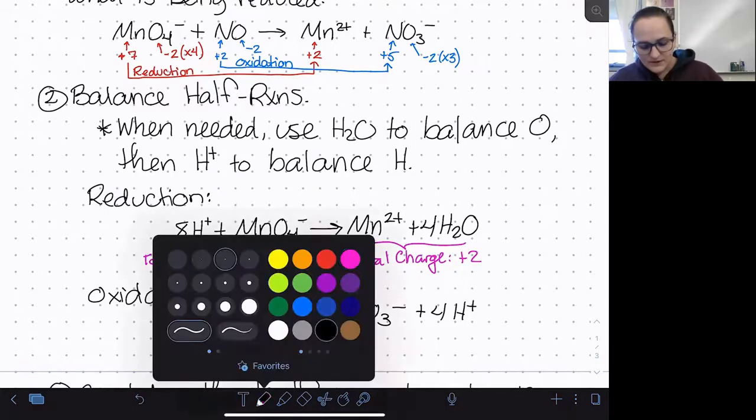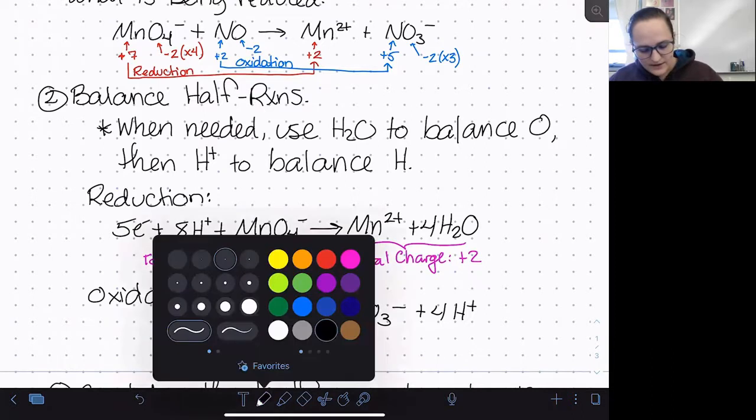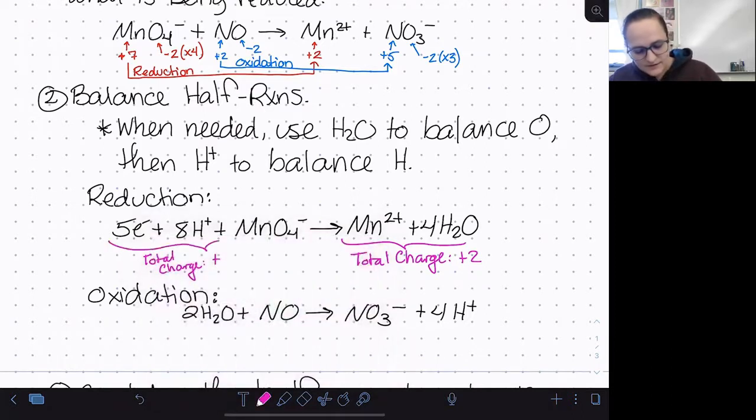That means that we need to add 5 electrons, 5 negative charges, in order to bring that down. So now, once I've added those 5 electrons in, my total charge on both sides is +2. I have 8 positives from my 8 H+, and I have a total of 6 negative charges on the left, giving me a total overall of +2.